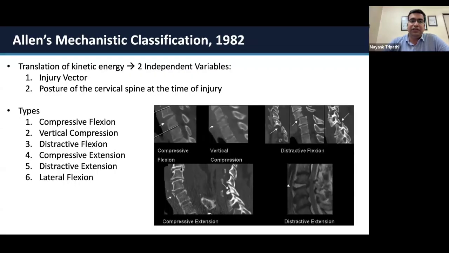After the Holdsworth came the Allen's mechanistic classification in the year 1982. As per this classification, the translation of the kinetic energy into the fractures or dislocation in the cervical spine depended upon two independent variables. The first was the injury vector, and the second was the posture of the cervical spine at the time of injury. As per this classification, there were six types: compressive flexion, vertical compression, distractive flexion, compressive extension, distractive extension, and lateral extension.